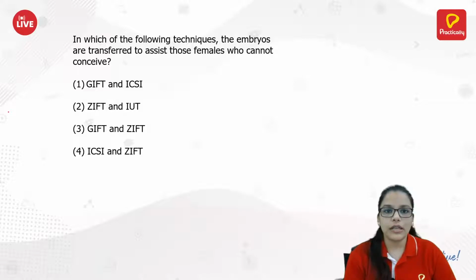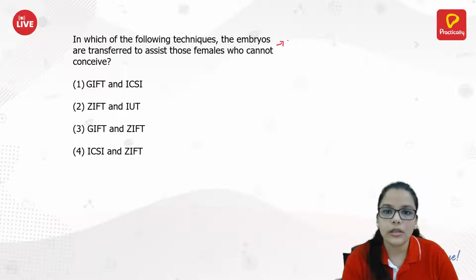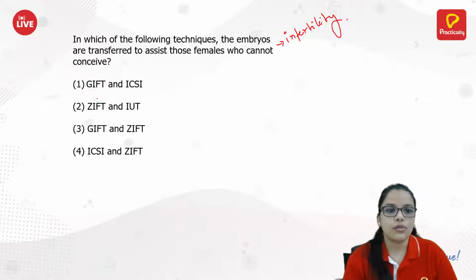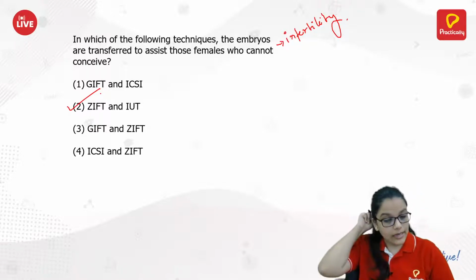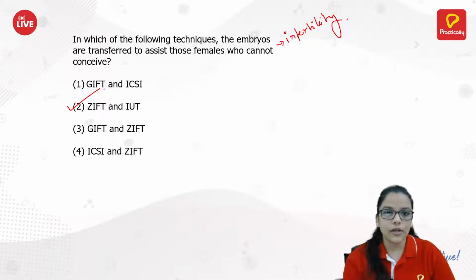In which of the following techniques the embryos are transferred to assist those females who cannot conceive? This we are discussing about infertility. Okay, so GIFT and ICSI, this is not the correct answer; the correct answer is ZIFT and IUT. Okay, this is zygote intrafallopian transfer and intrauterine transfer.